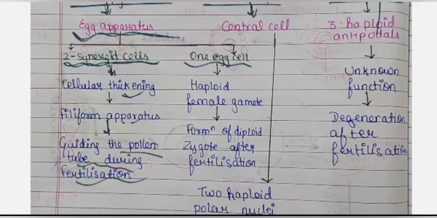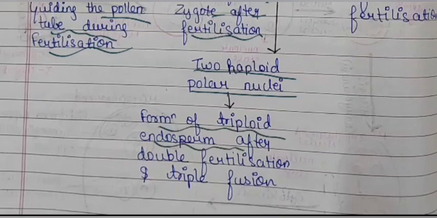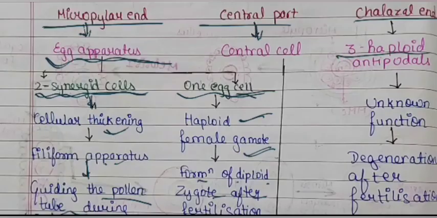Now, the egg cell is the haploid female gamete, and formation of the diploid zygote takes place here after fertilization. In the case of the central cell, two haploid polar nuclei are present, and formation of triploid endosperm takes place after double fertilization and triple fusion. If we talk about the chalazal end, three haploid antipodal cells are present whose function is not known yet, and they degenerate after fertilization.